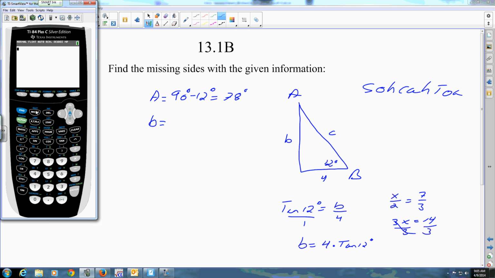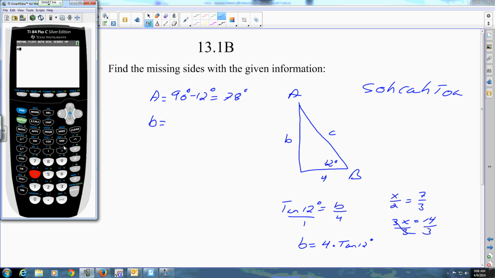Oh, you need to check your mode. You only need to do this once. Make sure that you're in degrees. If you're not, arrow down, go over, choose degrees, hit enter, and then you're in degrees. Later on, you may be typing in radians, but for now, for this homework assignment, you only need to check this once. You don't have to check it for every problem.